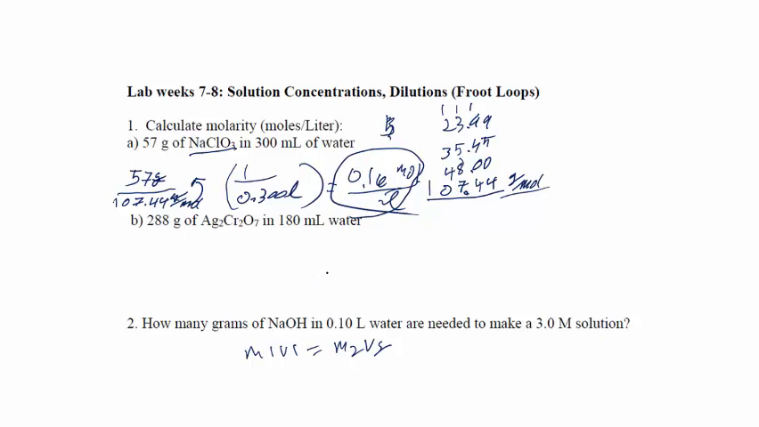Same idea here, we just have a different compound. And in interest of time, you can solve that one. Same thing, you figure out the molar mass, you divide by the liters of water. First you divide the grams by the molar mass, then divide that by the liters of water. Let's try this one because it's different.